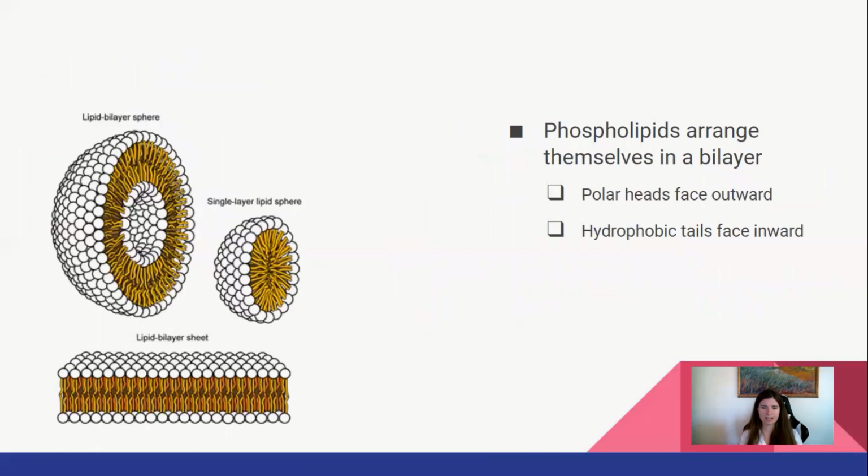So phospholipids naturally arrange themselves in a bilayer because of these properties. Whenever we drop a phospholipid in water, the phospholipid is going to try and arrange itself so that its polar head, that hydrophilic head, that phosphate part, is going to face towards the water, and it's going to try to protect those little hydrophobic tails.